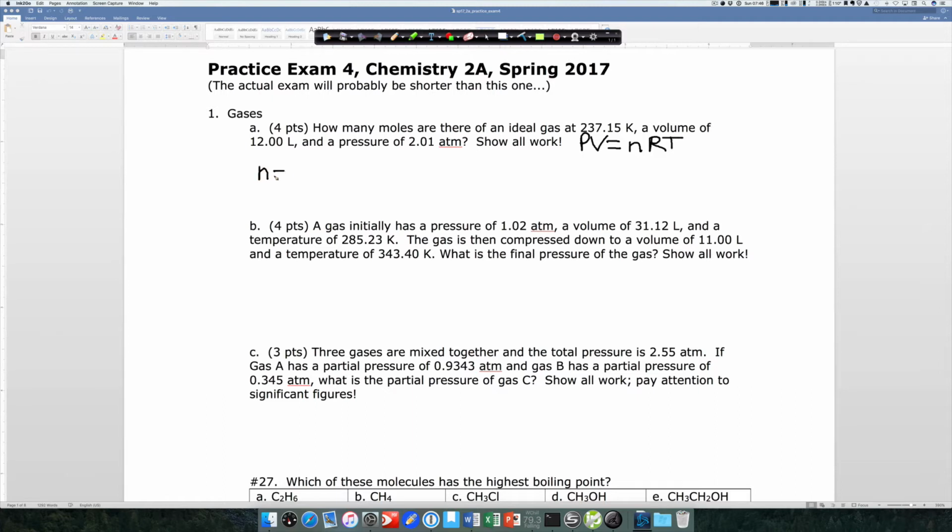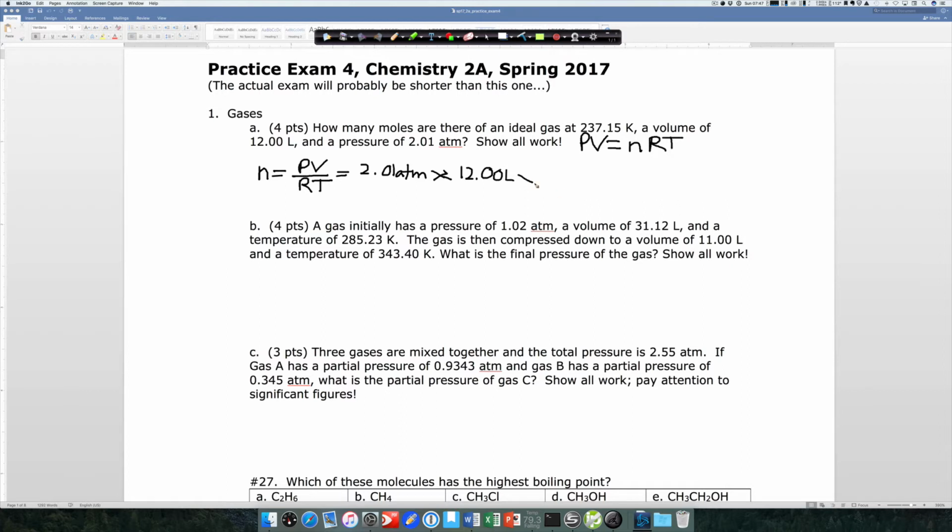So we've got, in the algebra, n equals PV divided by RT. I like to do that because it kind of helps guide me as to what I'm supposed to do in terms of the setup. So we're going to start with the pressure, 2.01 atm. And then times the volume. My pen's acting a little weird here. It's a little slow. 2.01 atmospheres times the volume, which is stated to be 12 liters.